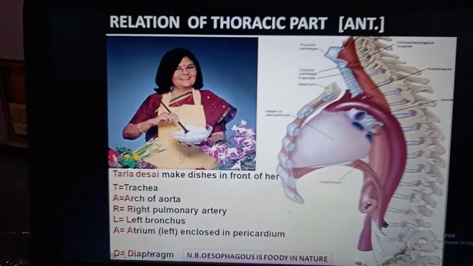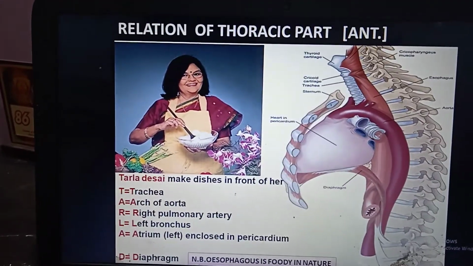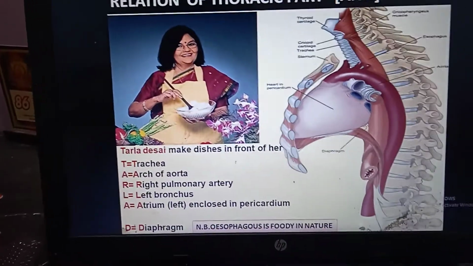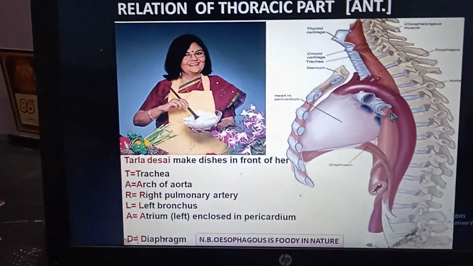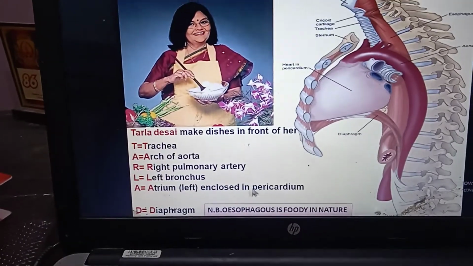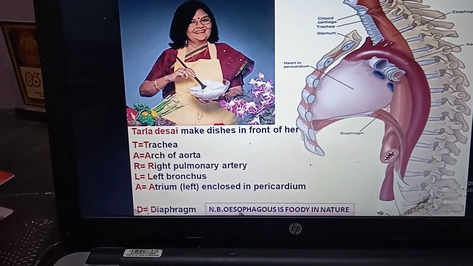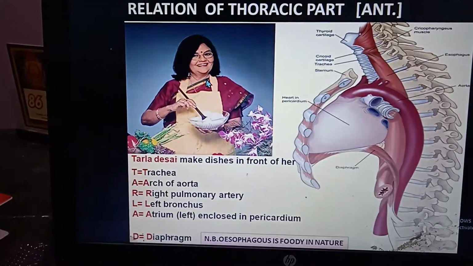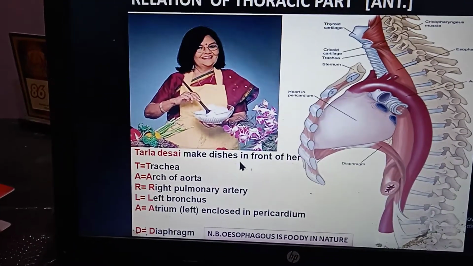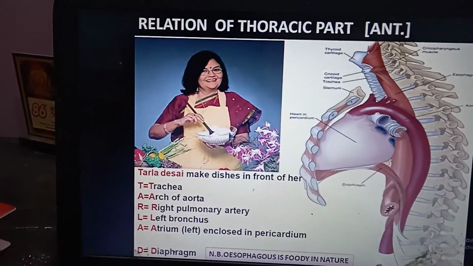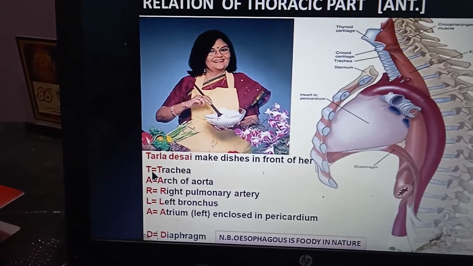Now coming to relation of thoracic part. We all know esophagus is the food pipe. It's foodie. Just think that esophagus is a person who is very foodie in nature. Okay, so Tarla Dalal, a great cook, prepared dishes in front of her. So what will be the anterior relation of the thoracic part? Tarla Dalal.